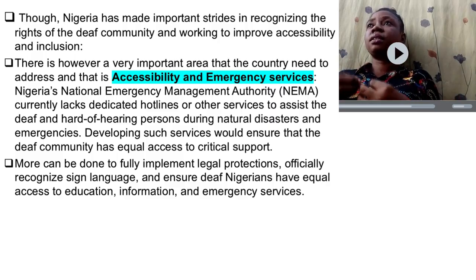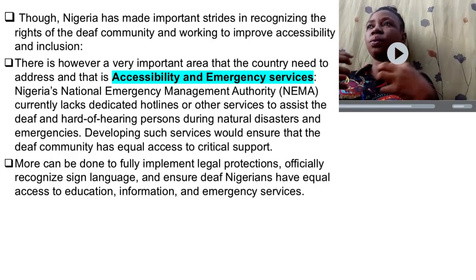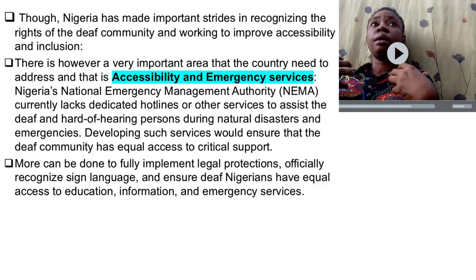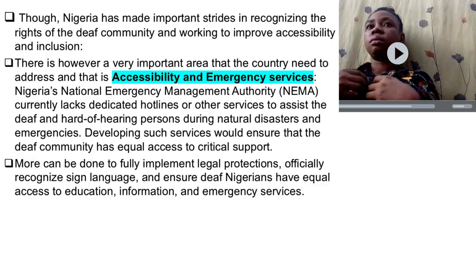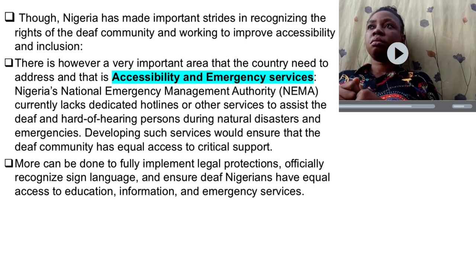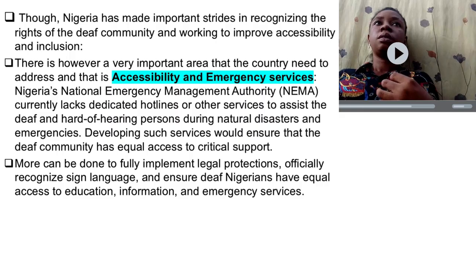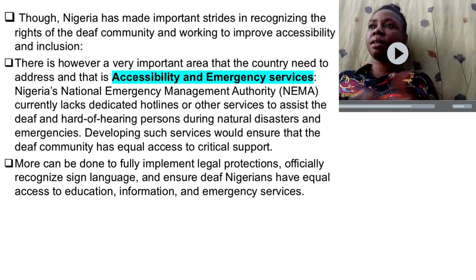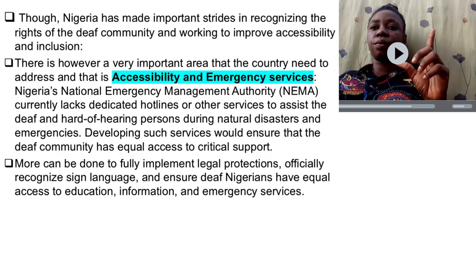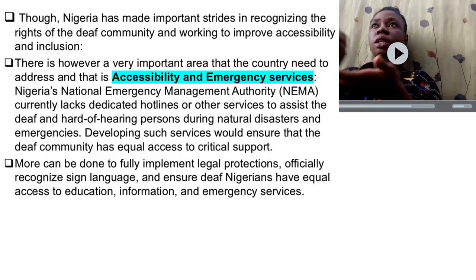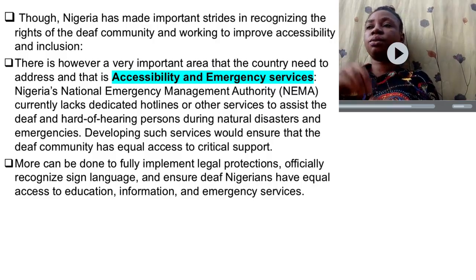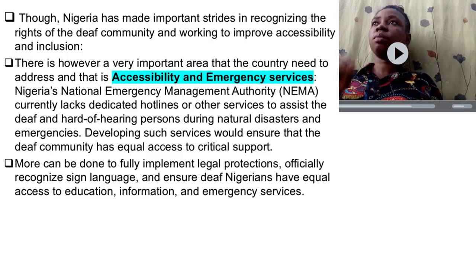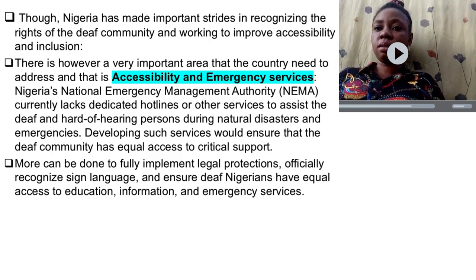So these emergency things need to be put in place in buildings, not just NEMA providing hotlines for times of disaster and all. Every public building should have this. In every room there should be this alarm system in case there are deaf persons in there, and of course they won't be able to hear when there is an alert for emergency. Those things will serve as an alert system for them to know that there is an emergency.